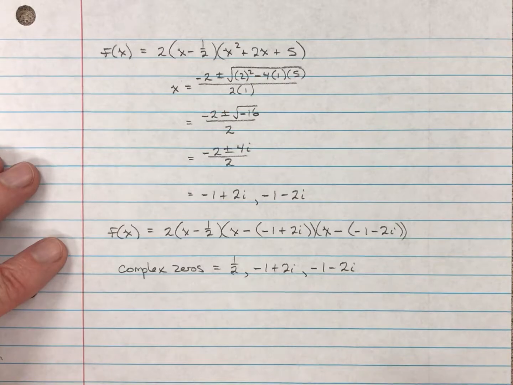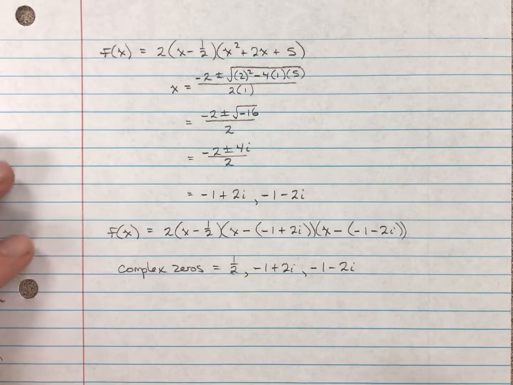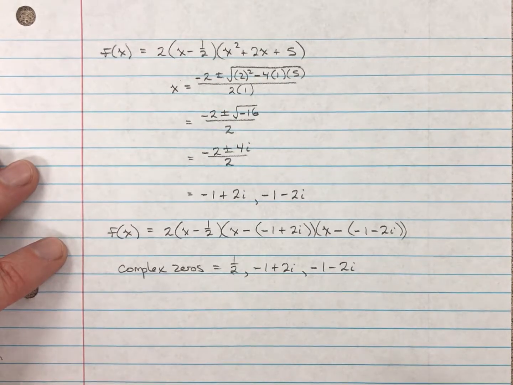So there you have it. We put it all together, how to come up with all the zeros of a polynomial function. Congratulations.